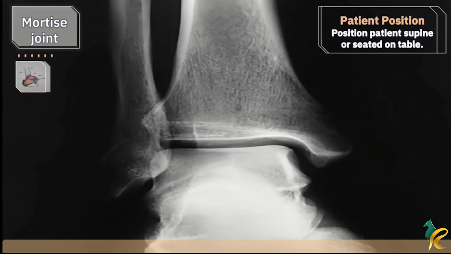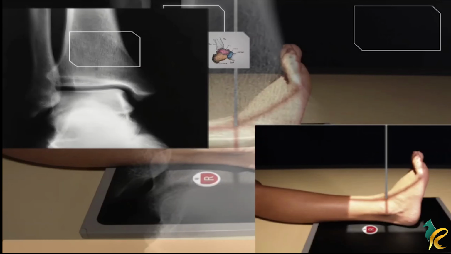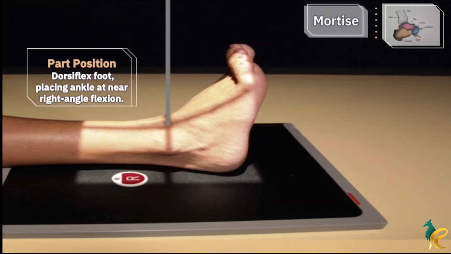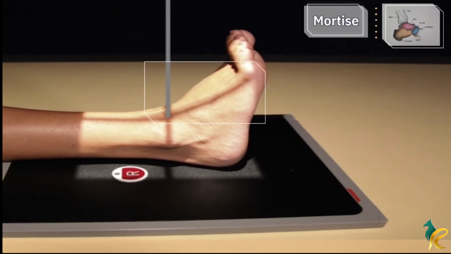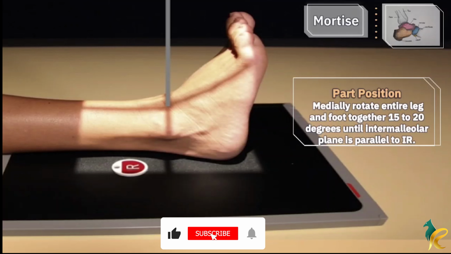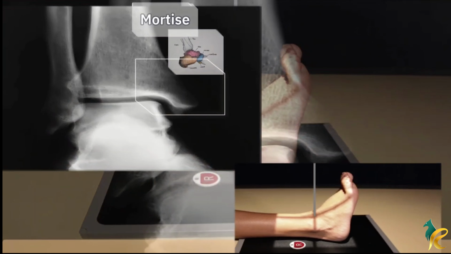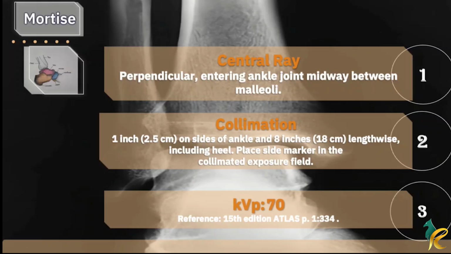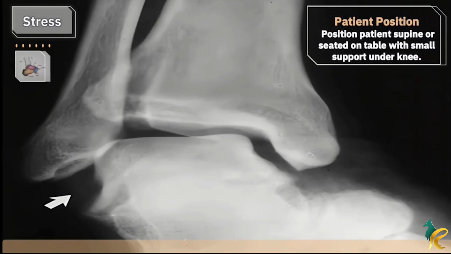We have to position our patient supine or seated on the table. The ankle must be centered to the IR. We have the foot placed in ankle at near right angle flexion, and we need to internally rotate the entire leg and foot together 15 to 20 degrees until the intermalleolar plane is parallel to the IR. Our central ray is perpendicular, entering the ankle joint midway between the malleoli, and our collimation is the same as any other technique, as is the kVp.